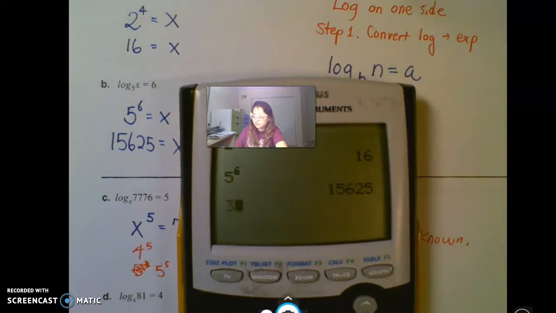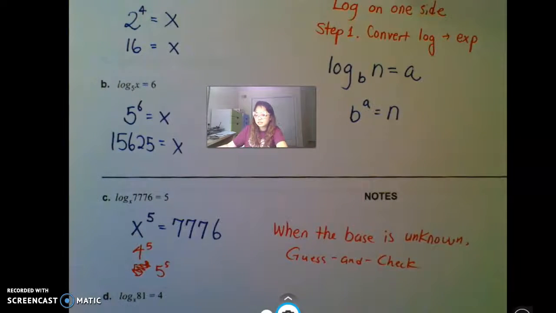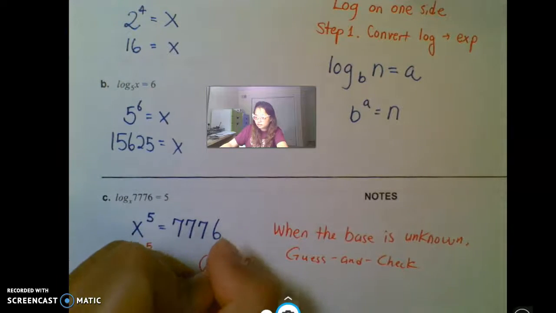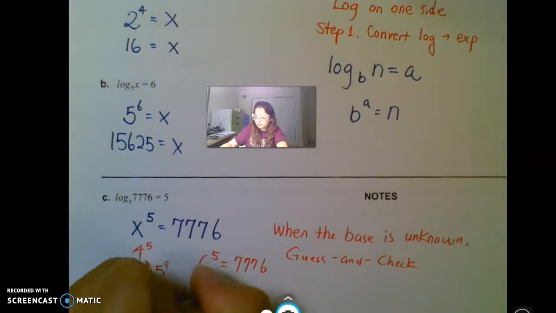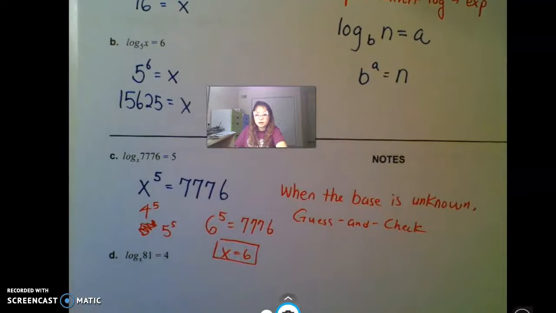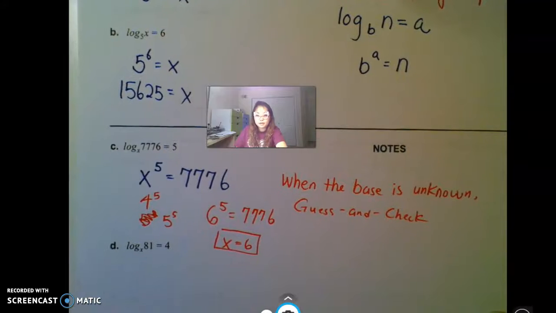So let's see. 3 to the 5th. Nope. 4 to the 5th. Nope. 5 to the 5th. Nope. 6 to the 5th. See? And then there you go, we have it. So you just guess and check, and I just found out that 6 to the 5th is 7776. So x is 6. We'll move on to the next part.